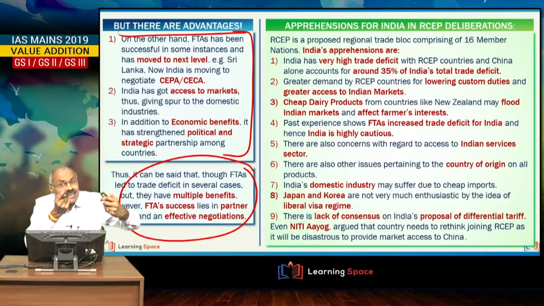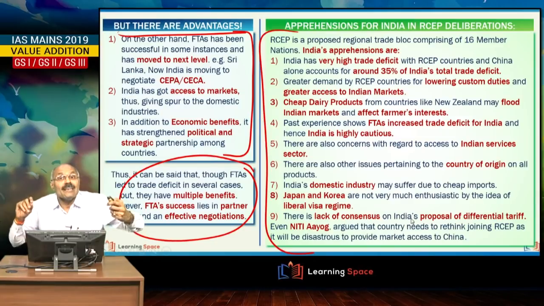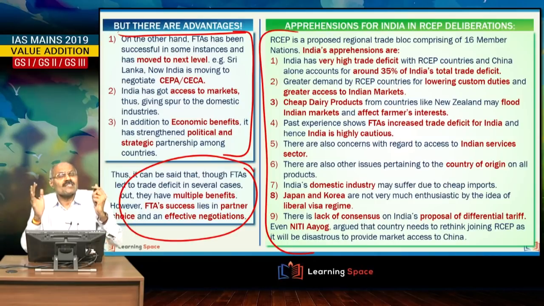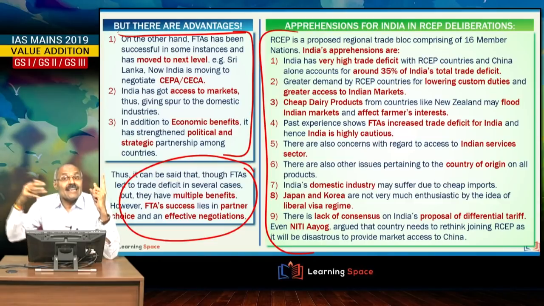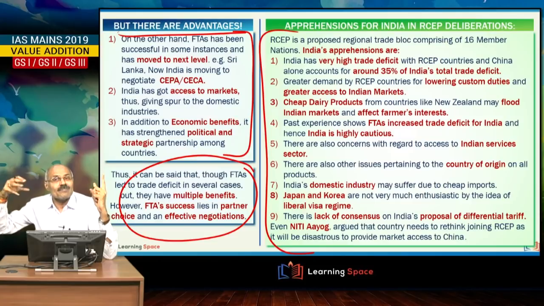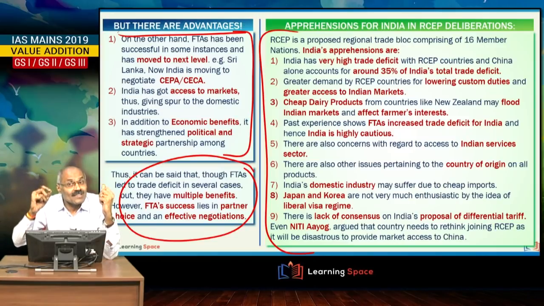And after that, the second part of the question, apprehensions for India in the RCEP deliberations, list out, and we discussed them a number of times in the editorials. This question consists of two parts, right? And another question may be asked: how RCEP will be beneficial when one looks at India's Act East policy. Very important. Please practice an answer for that question.